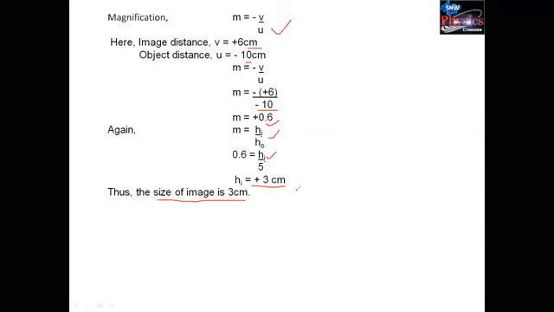One more thing we have to notice here: the object height is given as 5 centimeter and we get the image height of 3 centimeter. It means that, as it is a convex mirror, the height of the image is smaller than the object.